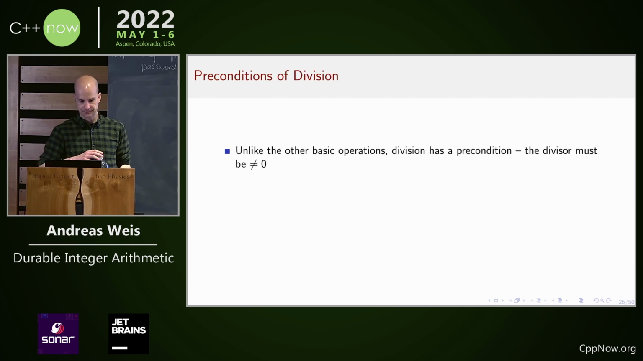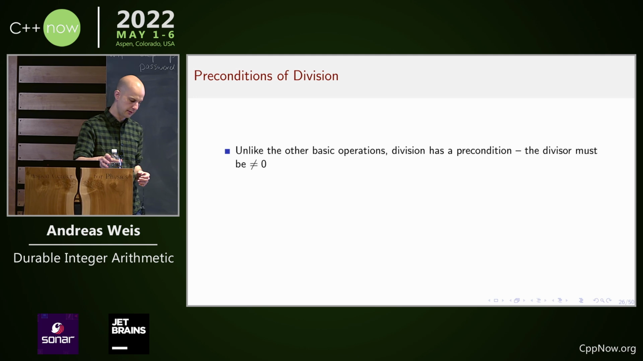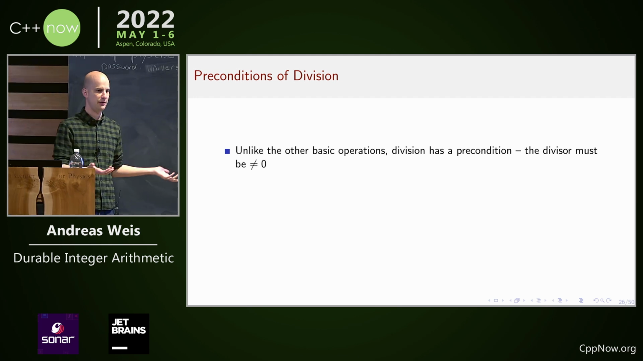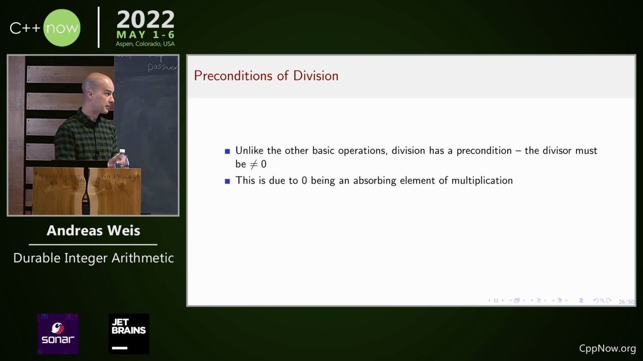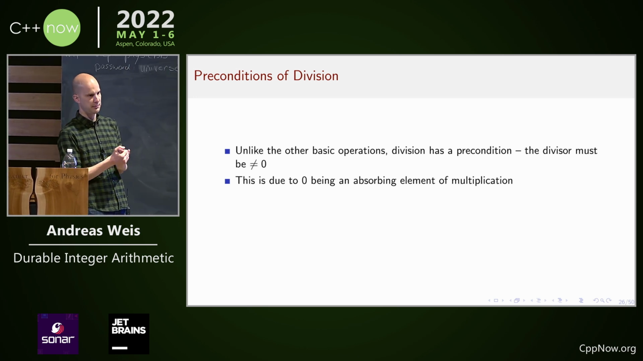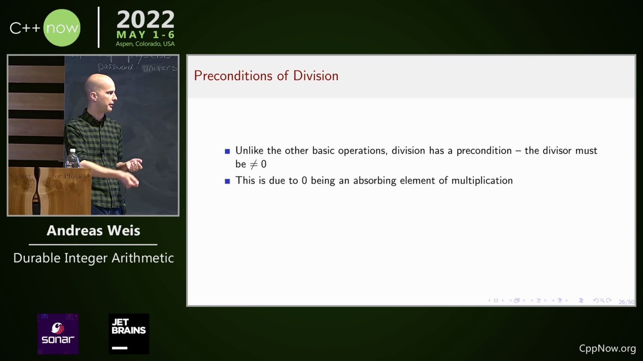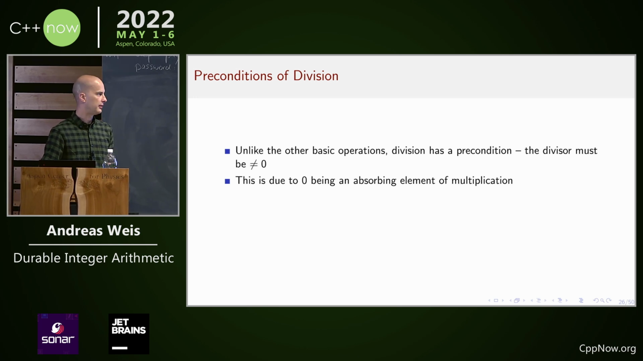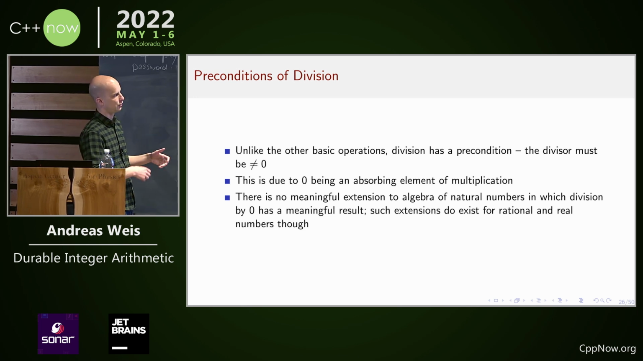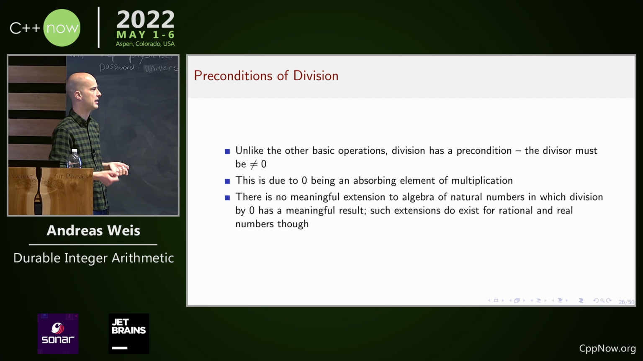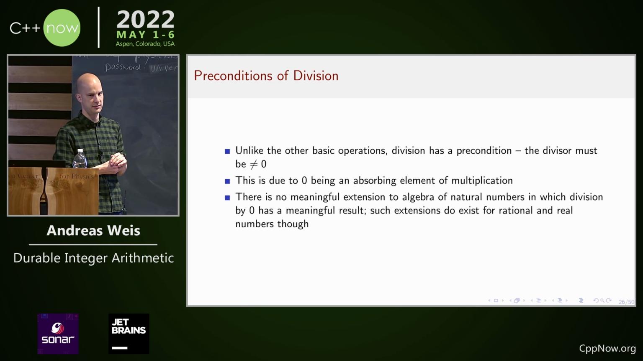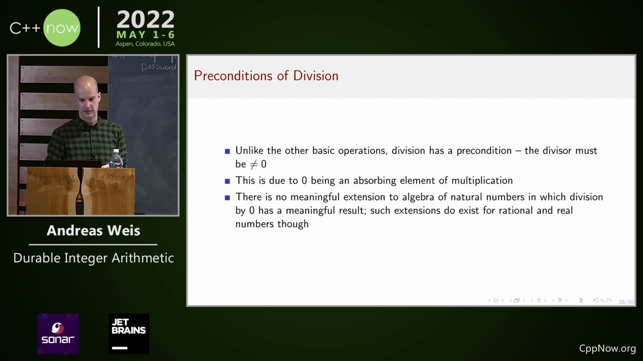The other thing that is weird is that the division is the only one of the elemental operations that has a precondition. And it's also a really specific precondition: you cannot divide by 0, right? And this is, of course, due to 0 being an absorbing element of the multiplication. Whenever you multiply anything by 0, the result is always 0. That's why you cannot invert this. And unfortunately, you really cannot invert this, right? Even if you try to come up with some extension to the algebra of natural numbers in which this operation makes sense, to my knowledge, such an extension does not exist. All the stuff that you come up with is not very meaningful in the end. So this is really a precondition.